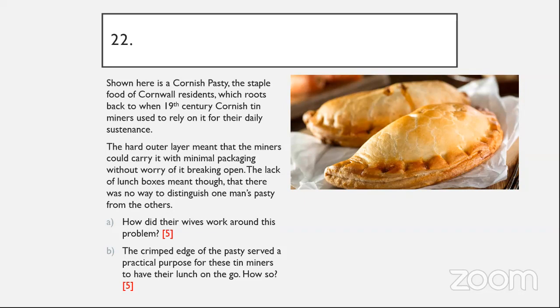And part 2 is the crimped edge of the pasty served a practical purpose for these tin miners to have their lunch on the go. How did the crimped edge help the tin miners to have their lunch on the go and not have to stop their work for lunch? How did it facilitate that? And part 1, if nobody was really getting lunch boxes and there was no way for people to distinguish one pasty from another, how did their wives work around this problem? Question to team 3.